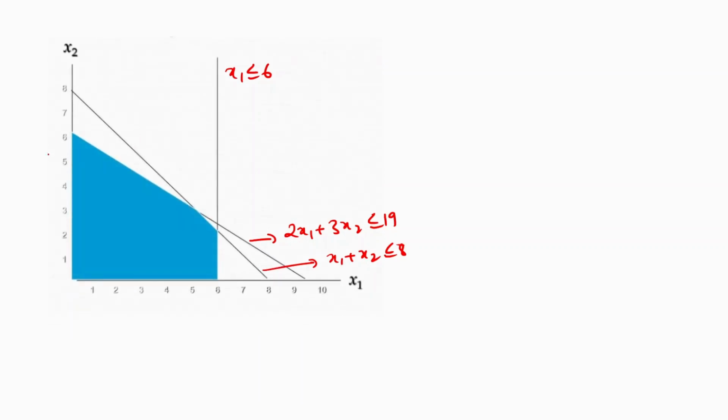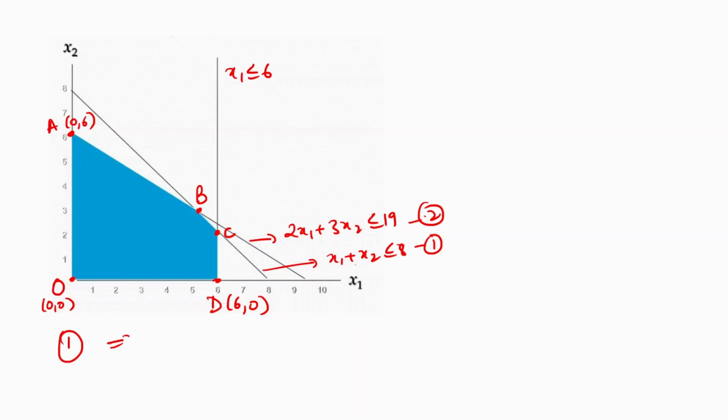So now again the corner points, extreme points will give you the optimal solution. So let this be O 0, 0, this be A 0, 6, B we'll find out, C we'll find out, and the point D, that is 6, 0. So C would be as you can see here in this line, this is equation number 1, 2, and equation number 1, when x1 is equal to 6, so 1 implies x1 is 6, so we can calculate the value of x2 as 2.